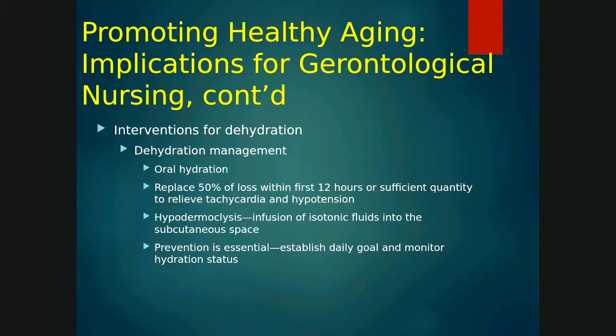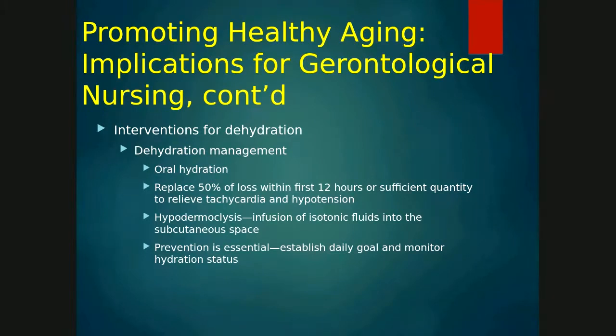So interventions, oral hydration, again, I encourage patients to try to reach 1,500 to 2 liters in a day. Replace 50% of loss within the first 12 hours or sufficient quantity to relieve tachycardia and hypotension. So again, starting with the assessment, doing a set of orthostatic vital signs can be very helpful in making the diagnosis of dehydration, and then hydrating and rechecking the orthostatics after the hydration to make sure the patient responds.